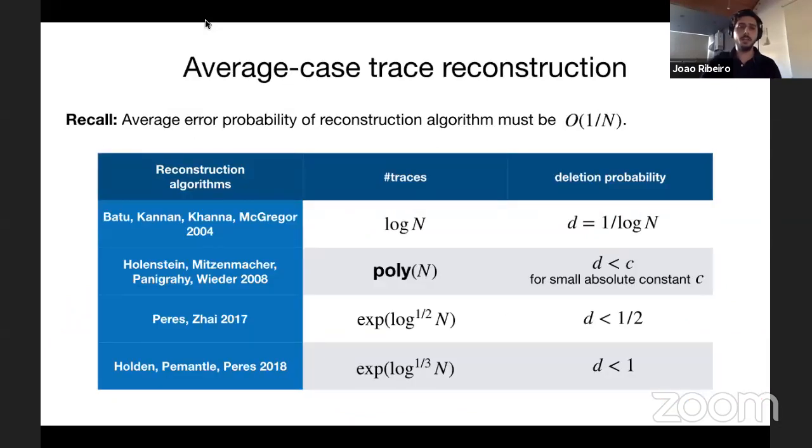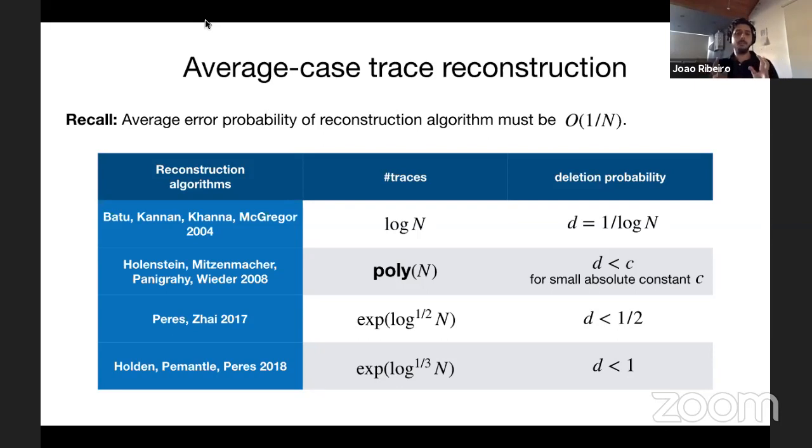Okay, so moving on, we're going to go into average case reconstruction, where we recall that now we just want the average error probability to be small, instead of the reconstruction algorithm working for every string. So there's been a lot of work here. First of all, not very surprising that you require fewer traces. Perhaps a bit surprising that you actually require a sublinear number of traces for this. And again, this was first studied by Batu et al., where they considered a very small deletion probability, and we're not really interested in that. We're interested in constant deletion probability.